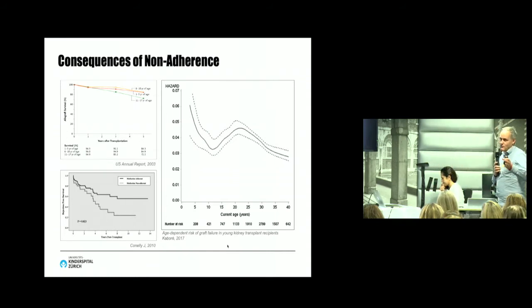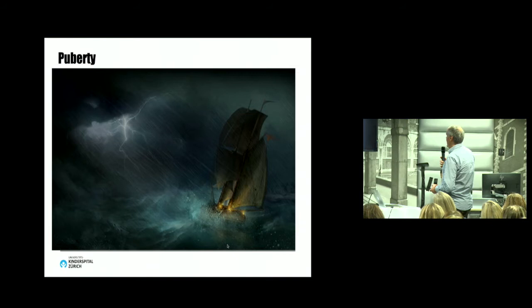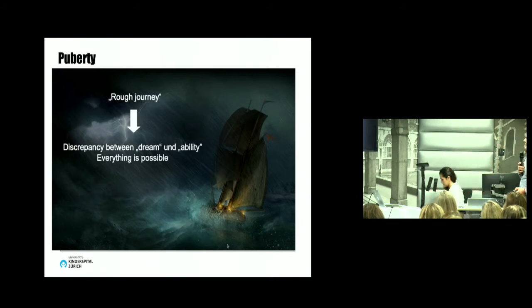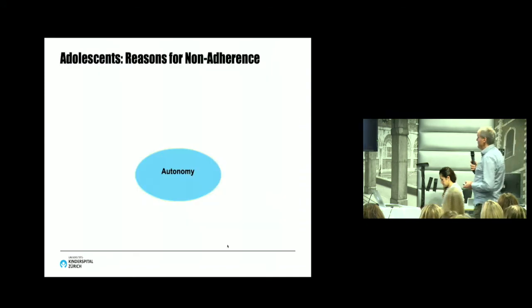So they do have a kind of postponed puberty during their life. So what is puberty? It's a rough journey. It's all about the discrepancy between the dream, so what a teenager can do and what he wants to do, and his ability. So they think everything is possible. No one can stop me. And this ends in an impairment of self-reflection and awareness of reality.